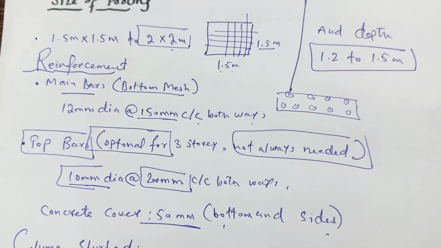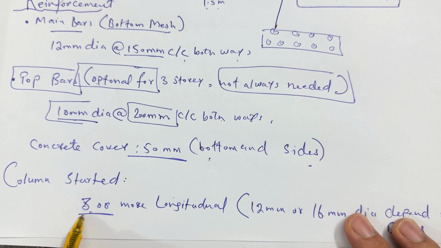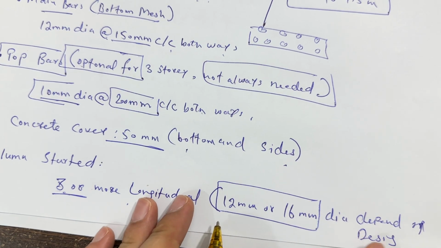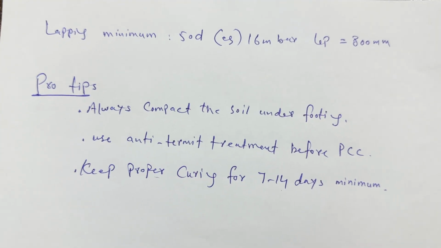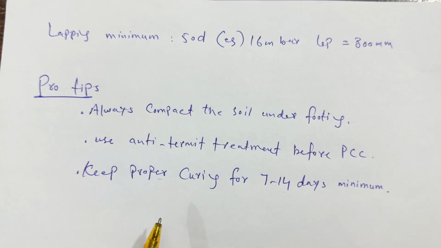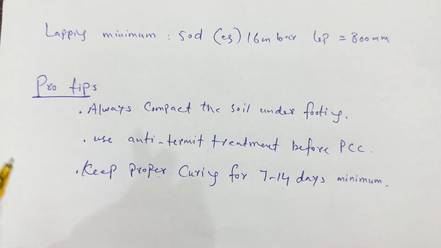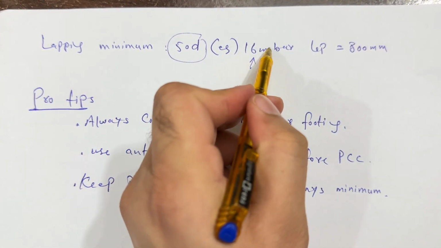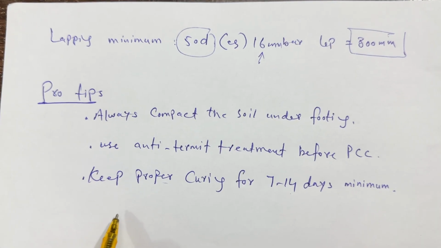Next, guys, you can see the column. Remember, here use 8 bars or more longitudinal bars from 12 to 16 millimeter. It depends on the design. Before starting the design of the column, you should check the bearing capacity of soil again, so checking is very important, especially in this case, and also the structure load, span of the beam, and the size of the column. It depends on all these things. Next, lapping minimum 50 D, where D is diameter of steel rod. Suppose we are using 16 millimeter bar, so you get 800 millimeter overlapping length.